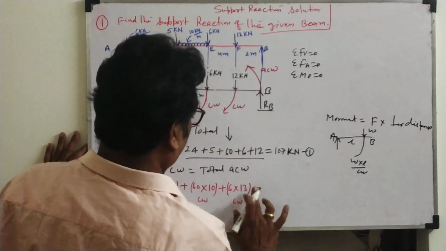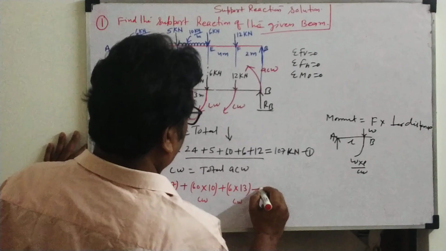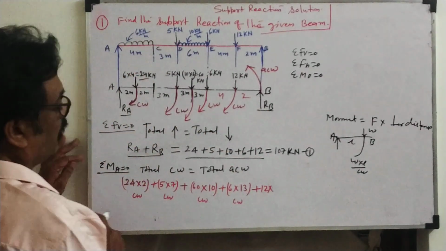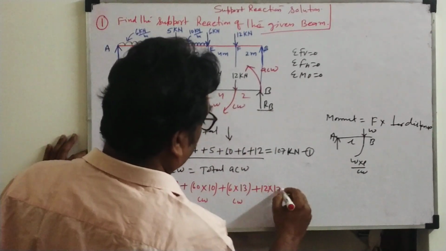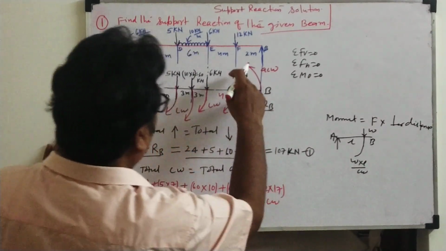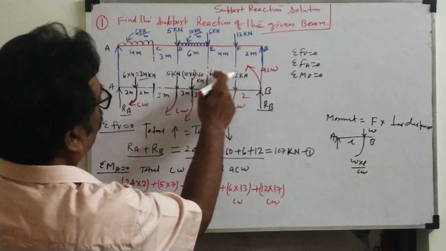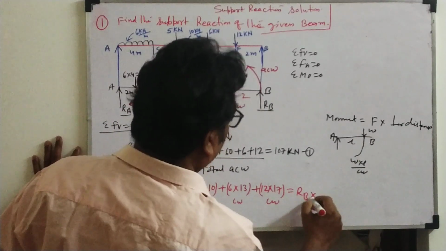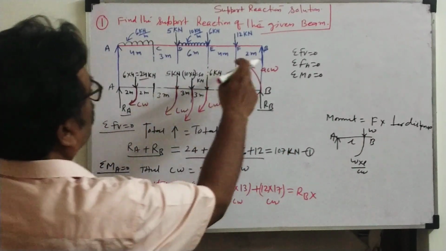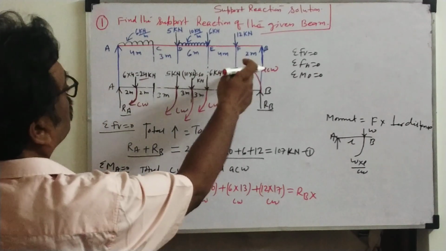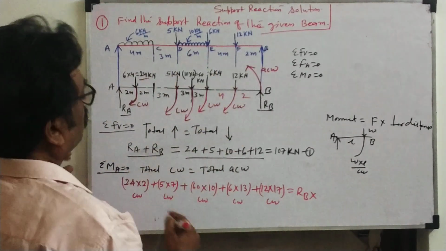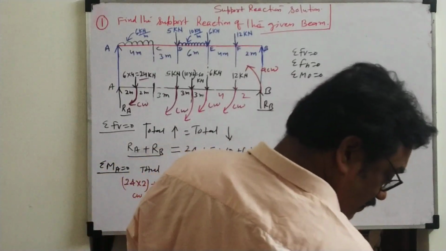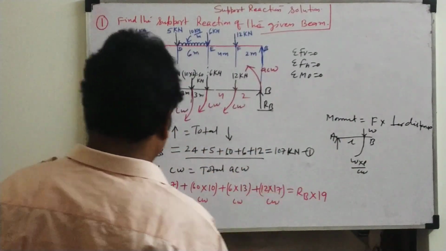So up to here, plus 12 will not rotate, no? Plus 12 into, this distance is 4, this distance is 2. So 13 plus 4, 17, clockwise. So all the loads, 1, 2, 3, 4, 5, are equal to RB into the total distance. How much is the total distance? 19. Total distance is 19. I am right? Yes, total distance is 19.